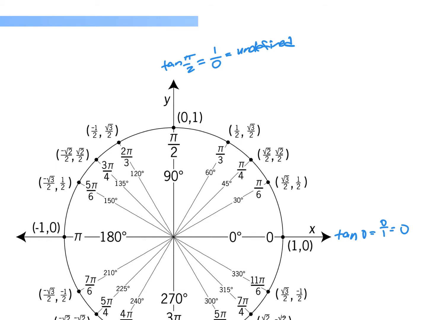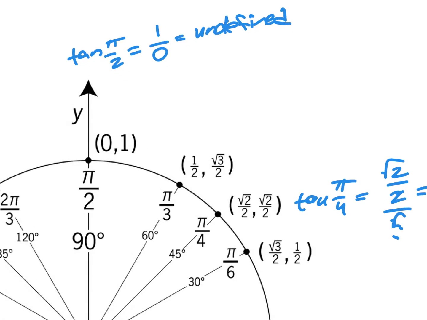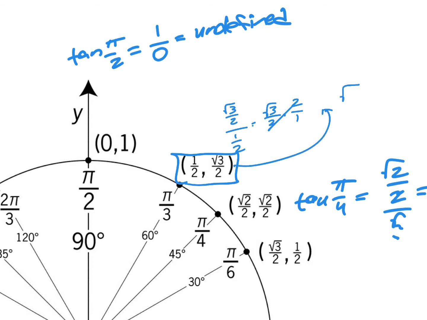So it's not that ordered pair. What's the tangent here at pi over 4? Root 2 over 2 divided by root 2 over 2 gives me 1. So it's either 1/2, root 3 over 2 or root 3 over 2, 1/2. All right, this is probably a good thing for you guys to memorize. But if I were going to figure this out, I have root 3 over 2 divided by 1/2, right? Root 3 over 2 times 2 over 1. What's the tangent when 1/2 is the x value and root 3 over 2 is the y value? The square root of 3.